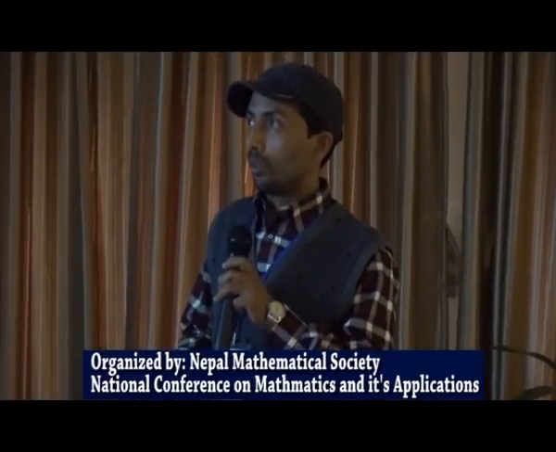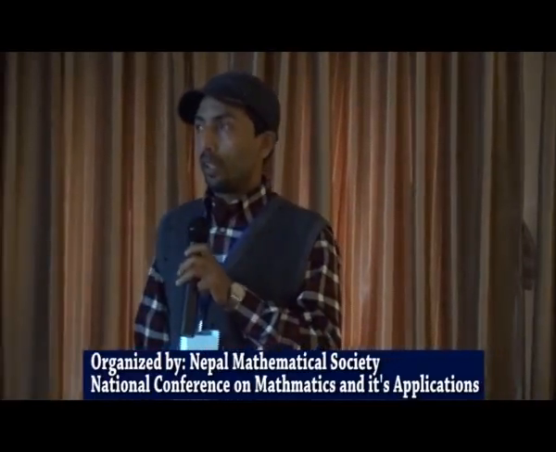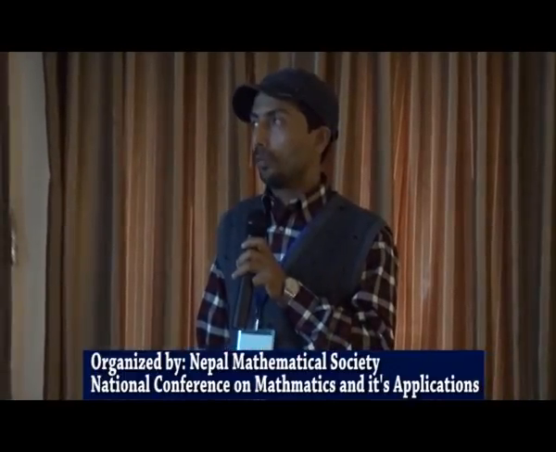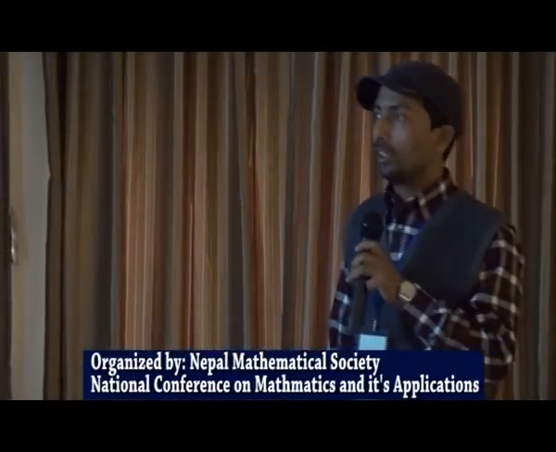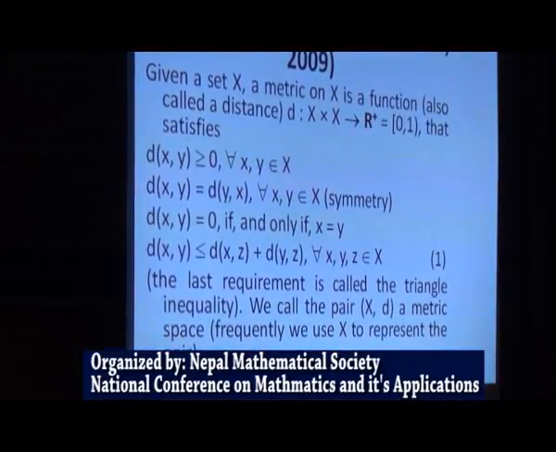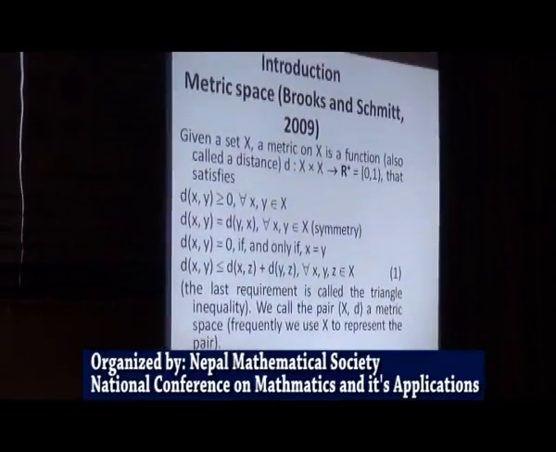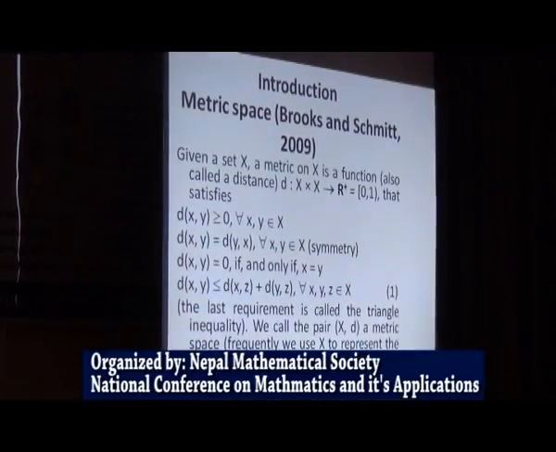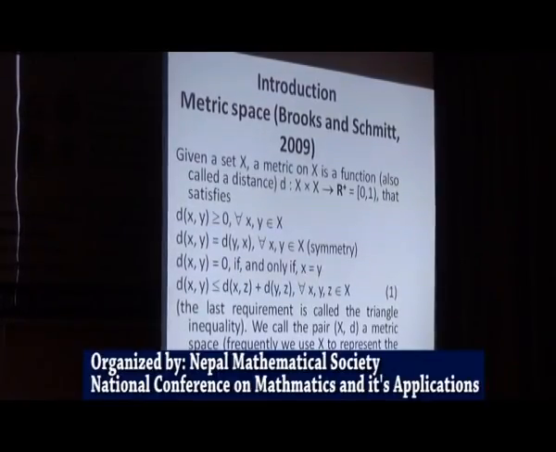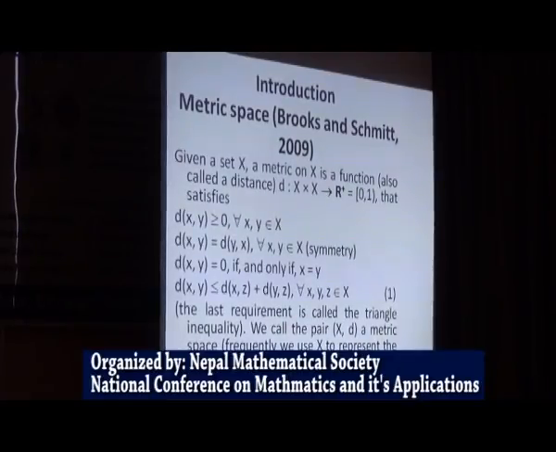Now let's go to the introduction. Metric space. It was given by Brooks and Smith, 2009. Given a set X, a metric on X is a function, also called distance, d from X cross X to R plus, with the following properties. One: d(x,y) is greater than or equal to 0 for all x,y belonging to X. Two: distance d(x,y) is equal to d(y,x), that is the symmetric property, for all x,y belonging to X. Three: d(x,y) is equal to 0, meaning self distance is 0, if and only if x is equal to y.